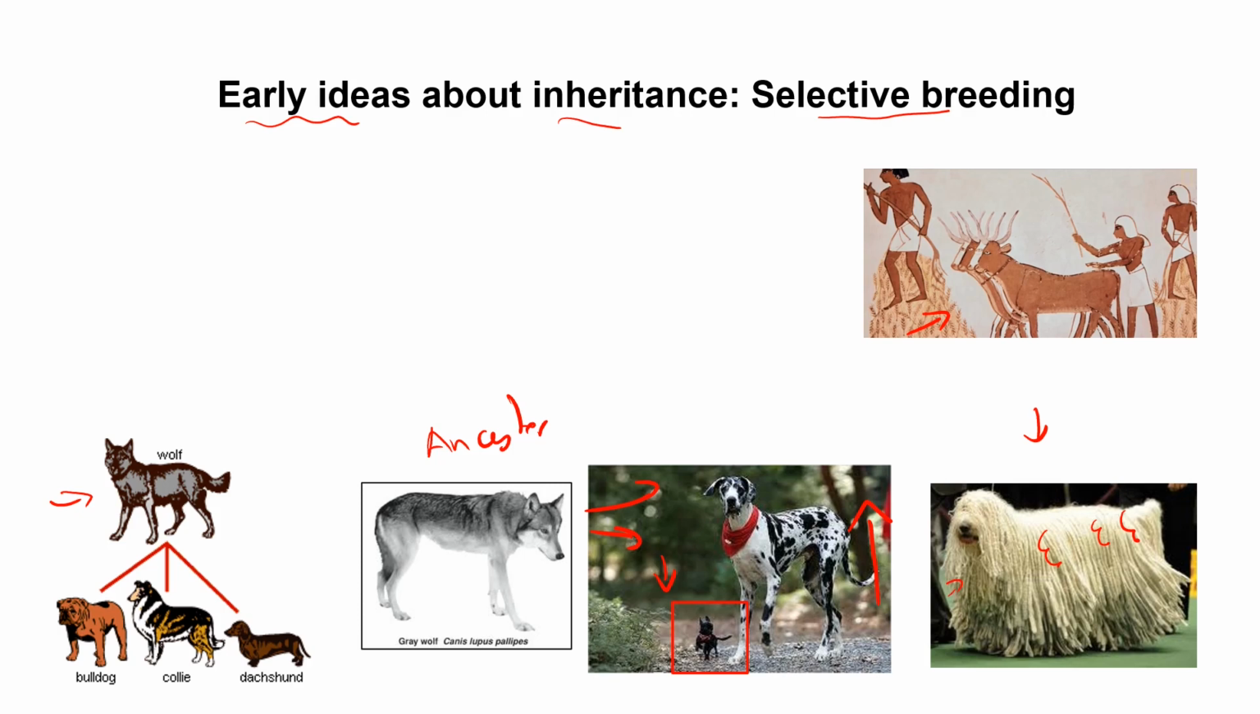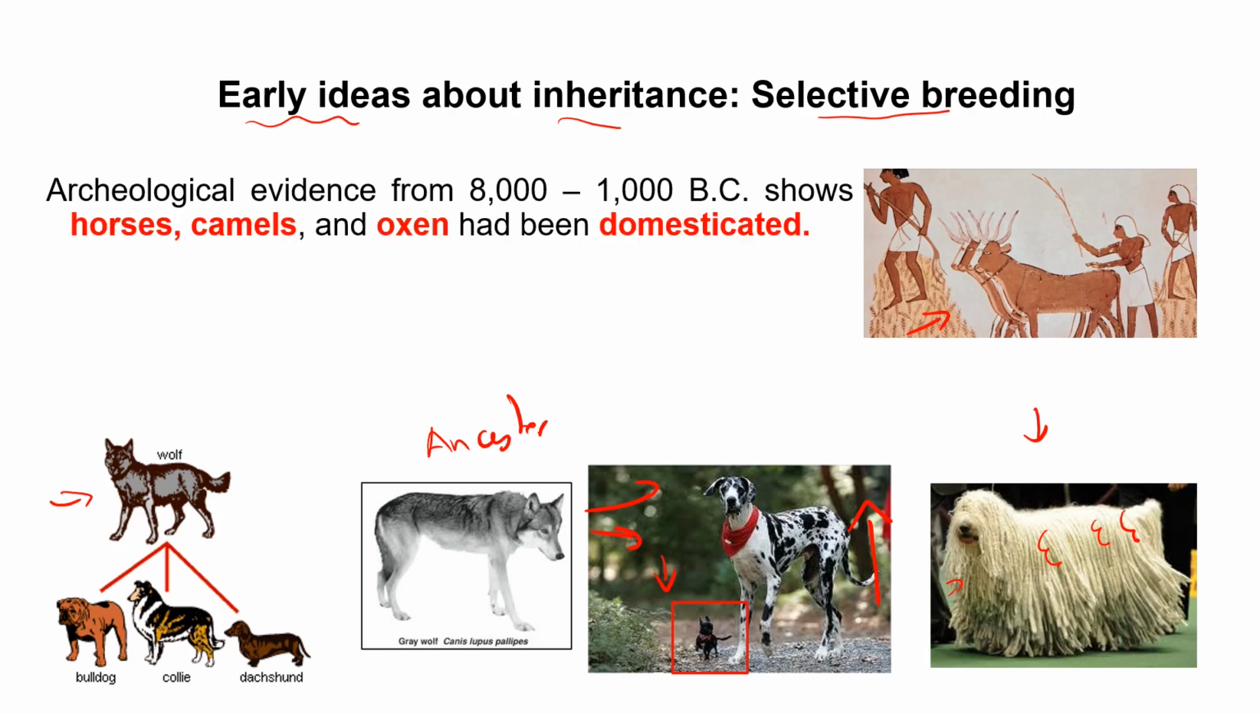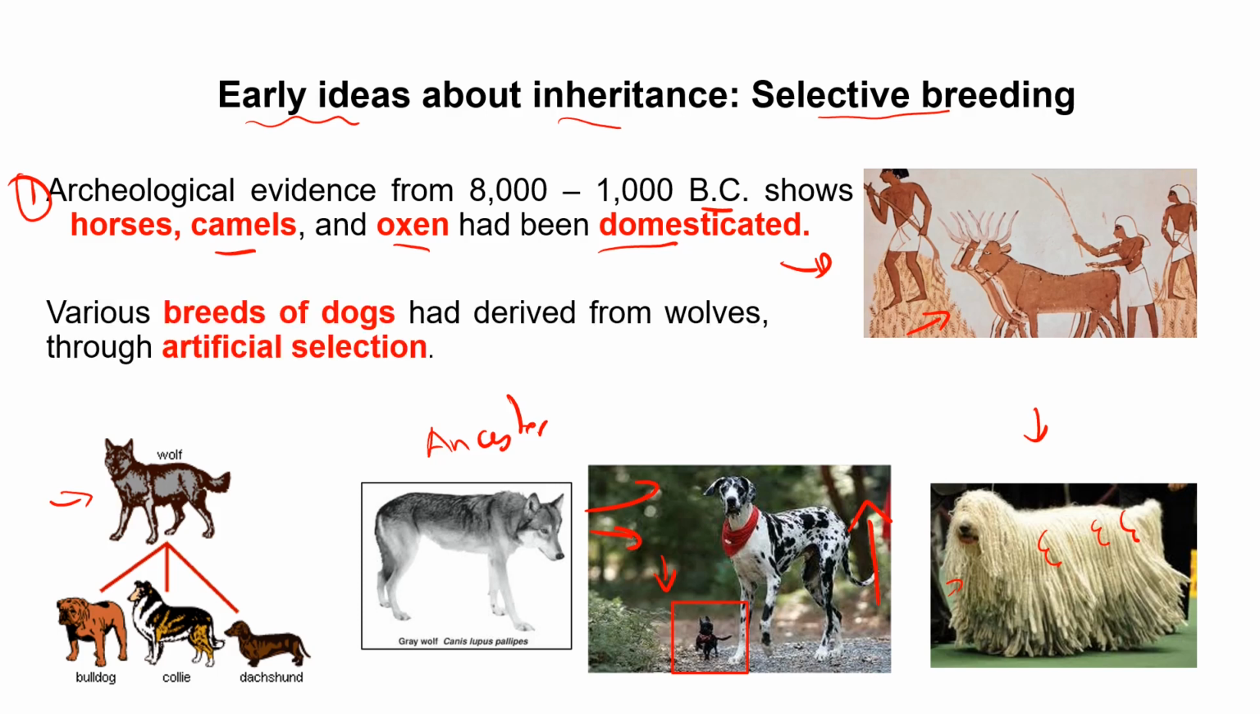So today I told you that there is a lot of archaeological evidence from a long time ago, before Christ, that showed that horses, camels, oxen, and other animals have been domesticated. And a picture like this will show us that this was happening in many cultures at the same time. Also, another beautiful example of selective breeding is the breeds of dogs, that come from an ancestor that was a wolf, and through artificial selection we have a great diversity of breeds, and we will talk more about that in the classroom.